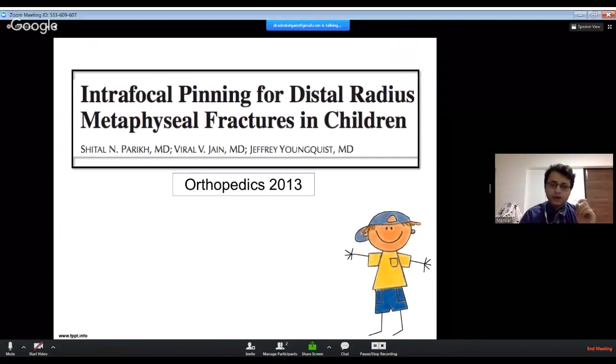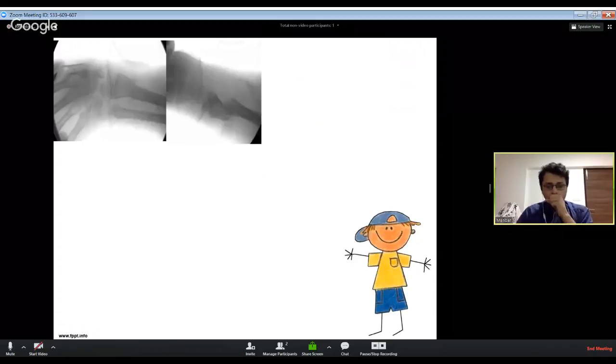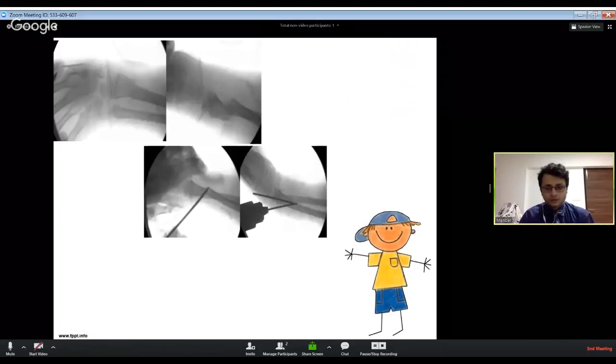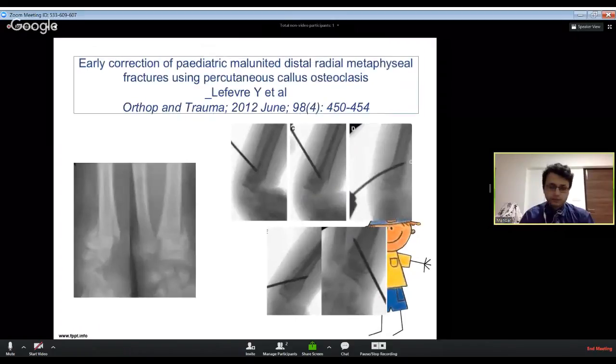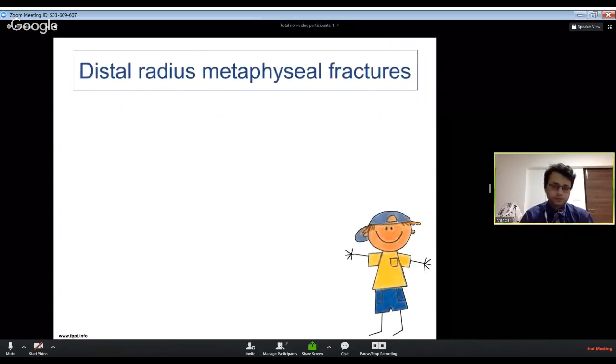It has been very elegantly described by Sheetal Parekh from Cincinnati as intrafocal pinning for distal radius metaphyseal fractures in children, in Orthopedics 2013. You can see the pre-op X-ray here. They have done an intrafocal pinning and have passed the wire into the proximal segment. We can additionally supplement this with one more wire, as has been shown in this method. You can also use this for slightly older fractures, where you can do a callus osteoclasis, as described by Lefebvre et al. in Orthopaedics and Traumatology 2012.